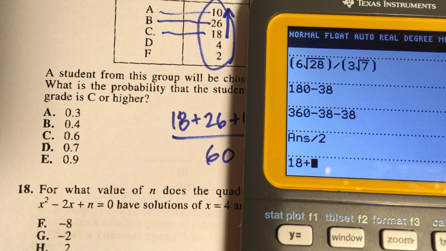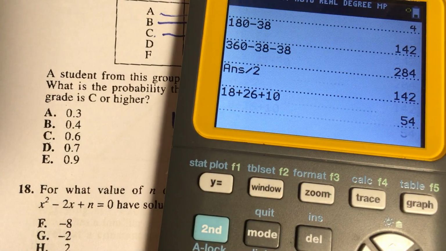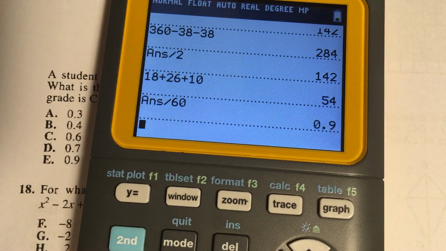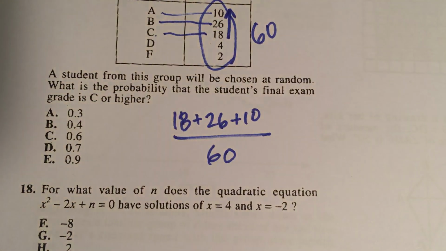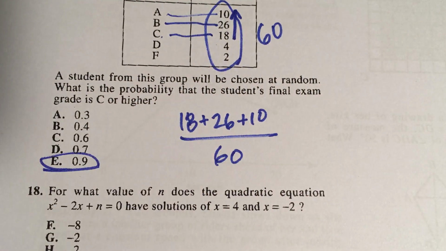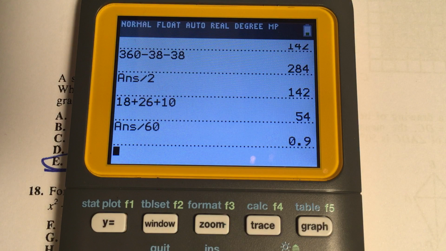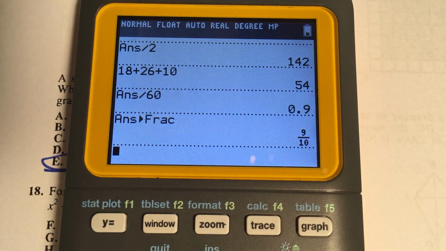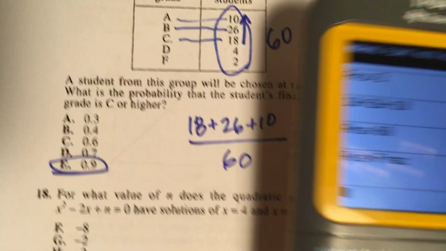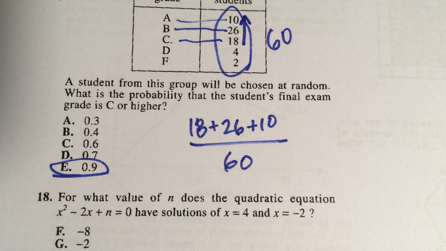18 plus 26 plus 10 divided by 60 is 0.9. So my answer is E. If they had had them in fractions, Math Enter could have put it into a fraction for me, but my answers weren't decimals, so we're good to go.